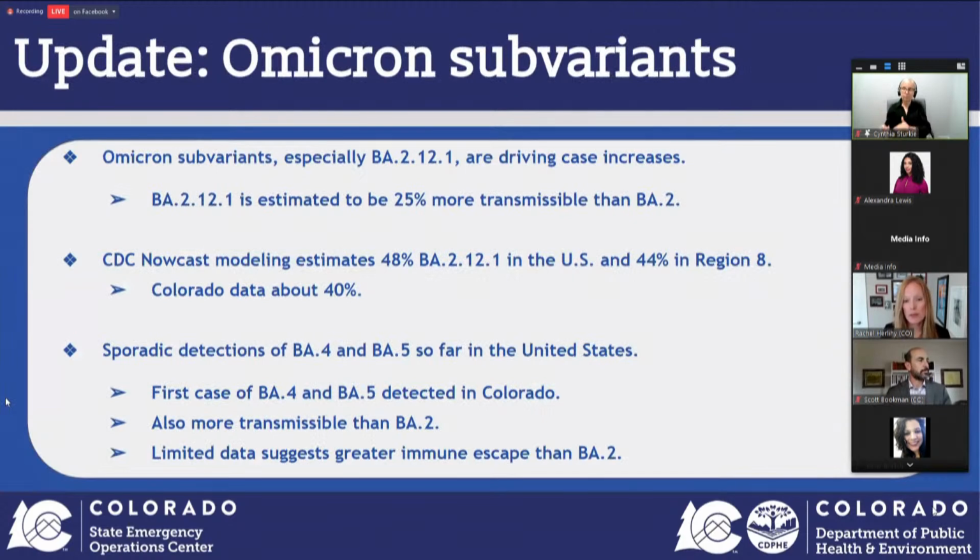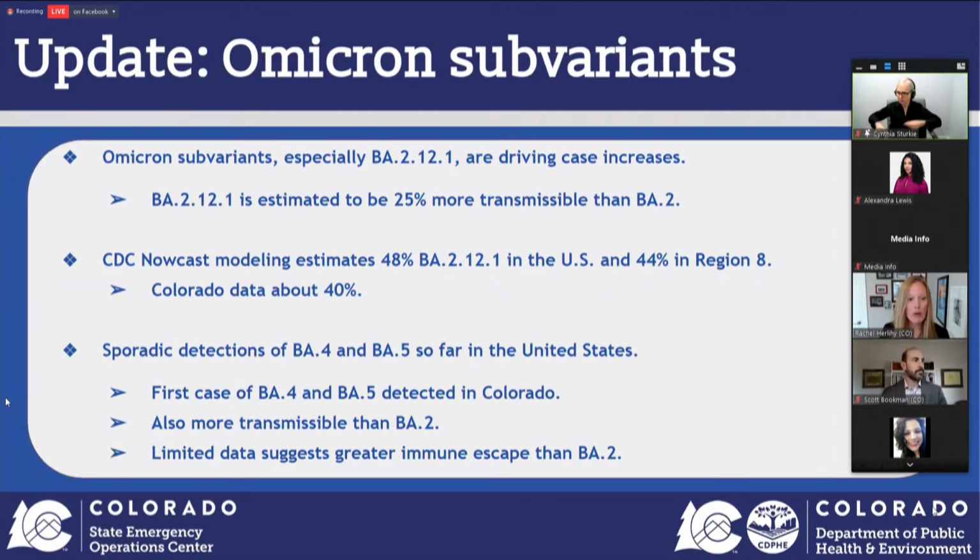Moving on to what is really responsible for these increases that we're seeing right now. These increases are really being driven by Omicron subvariants, especially the BA.2.12.1 variant, which is increasingly becoming dominant here in Colorado and the US. We believe the reason for this subvariant becoming dominant is that it has an advantage over earlier types of Omicron in that we believe it's more transmissible, about 25% more transmissible than BA.2.